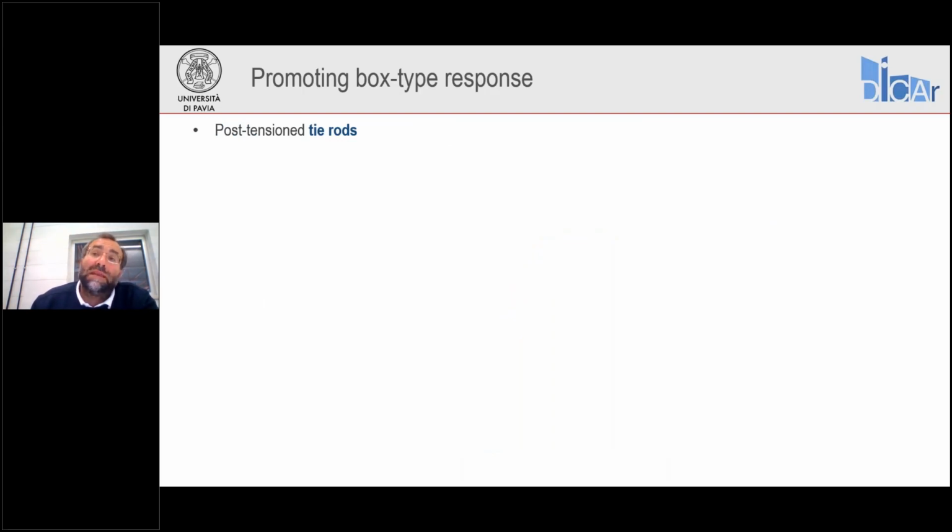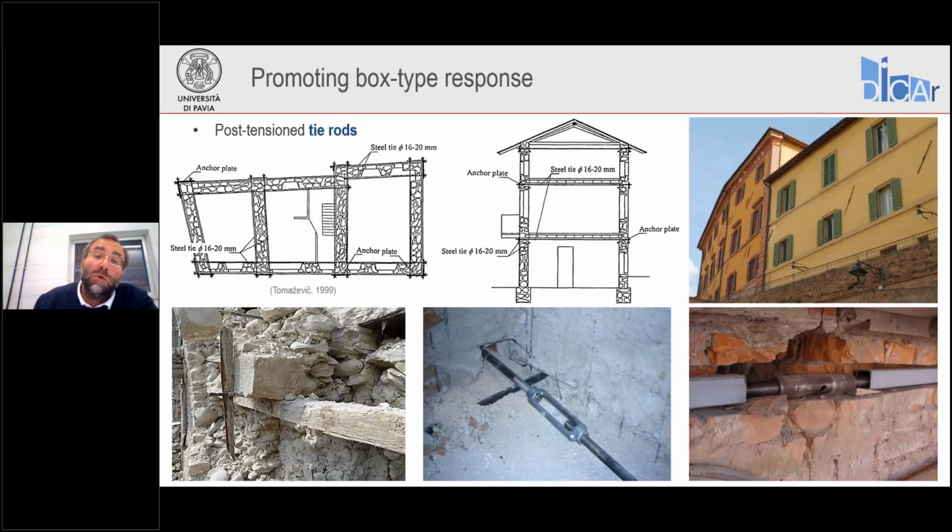If we need something more than improved intersections between walls, then we may add tie rods that are usually post-tensioned. That is, they're inserted, they're applied, and then they are pulled, reacting against a bearing plate on the walls, and then they are left in place with some tension inside. By doing this, we are basically pre-stressing, with the post-tensioning technique, the spandrels of the building.